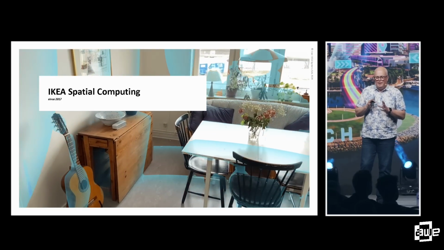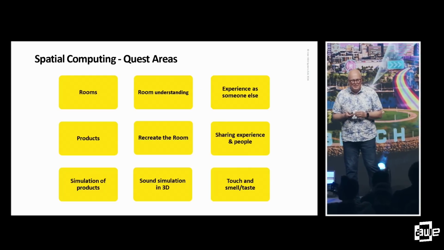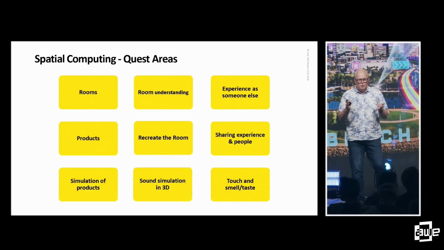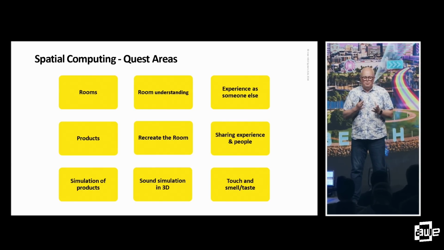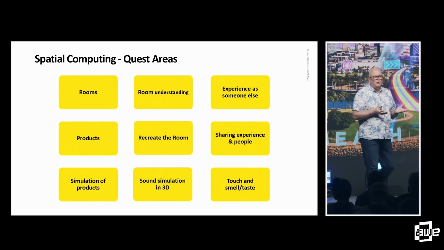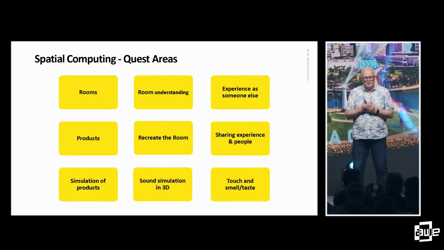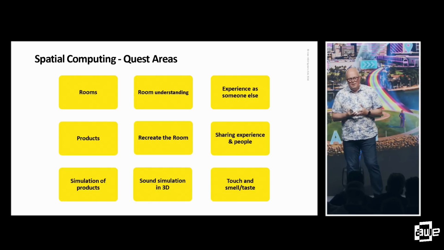And to be dividing up the problem for us at IKEA, we set up these 9 areas. Rooms: how do you define a room? How do you define products and how they interact with rooms and themselves? How do you do simulation of products, like how they behave in light or how they fold over each other? You have room understanding: how to understand a space, recreate or redesign that space.